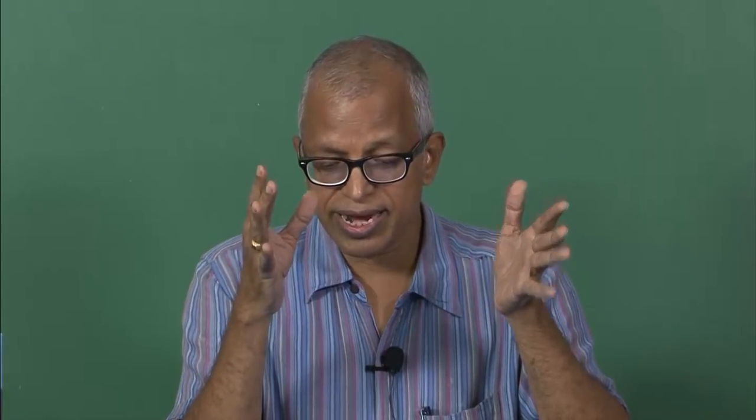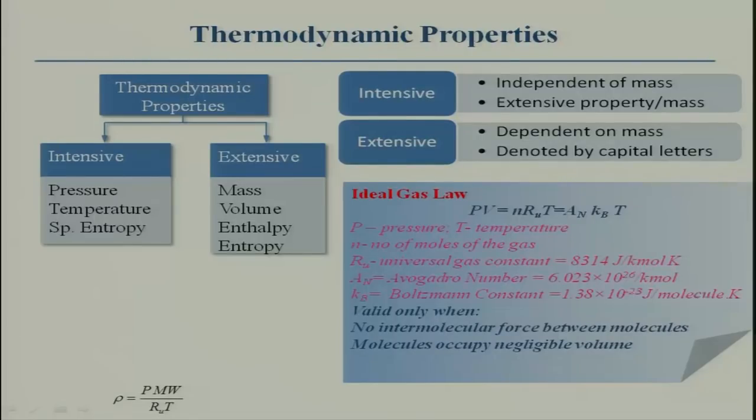And the question arises, whether we can use the ideal gas law for combustion or not, right? That question we need to ask. And if you look at, let us say, this room at atmospheric pressure, I want to find out what will be the density. So if you take this room, nitrogen gas at 300 Kelvin and 1 atmospheric pressure, I can find out what will be the density.